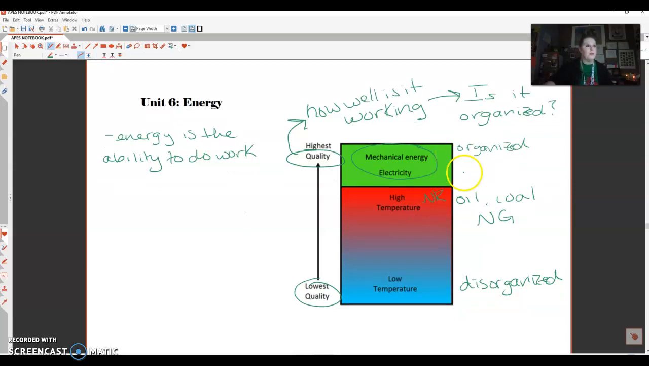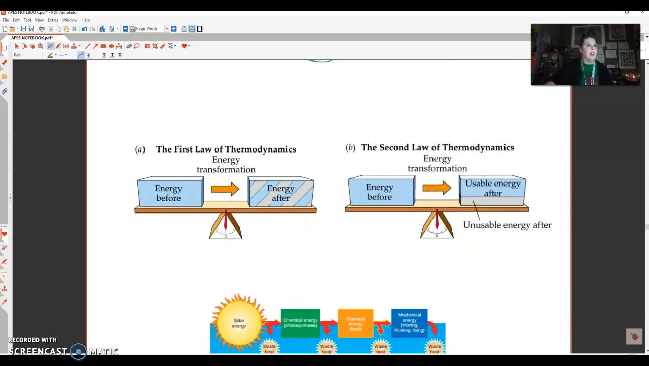Let's look at thermodynamics. This is where that little bit of physics comes in. Thermodynamics attempts to explain how energy is used and what happens to it when we use it. The first and second law of thermodynamics explain how energy works in two different ways. Energy does both of these. It's not one or the other.